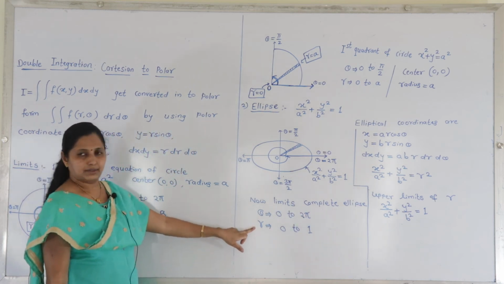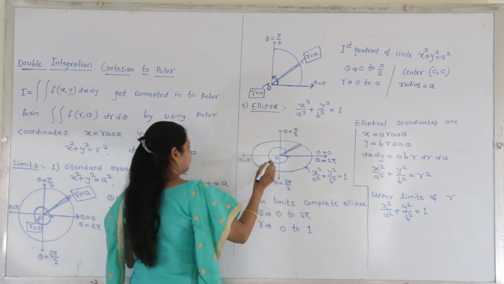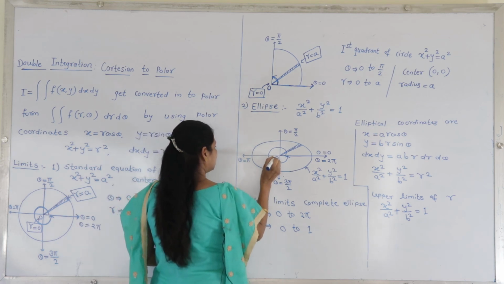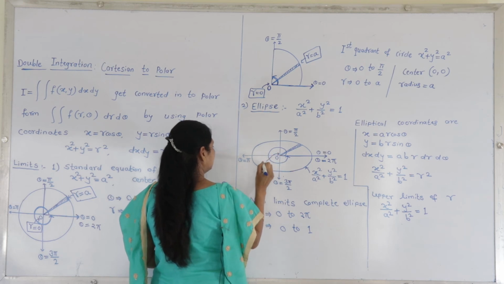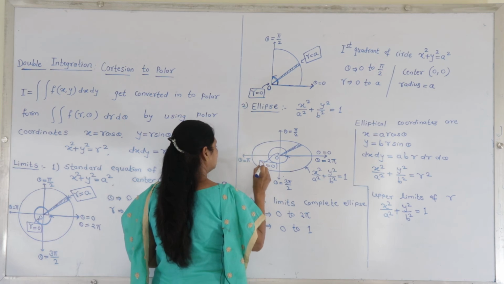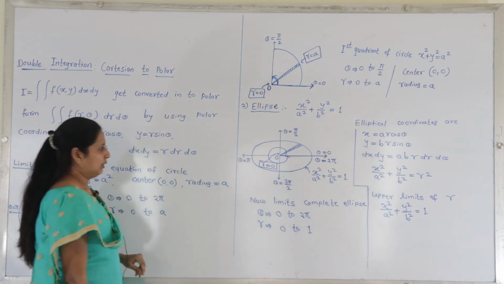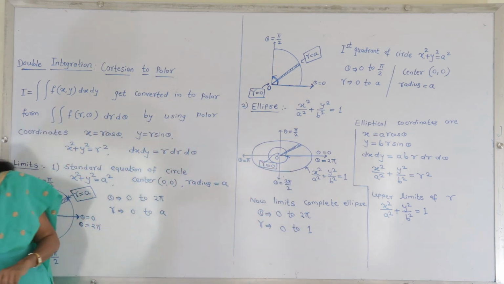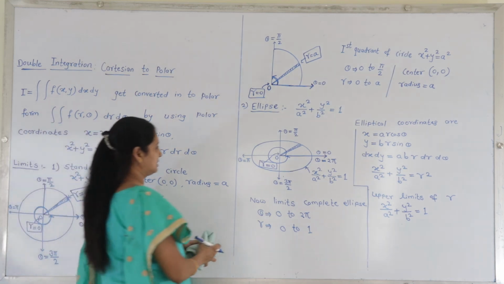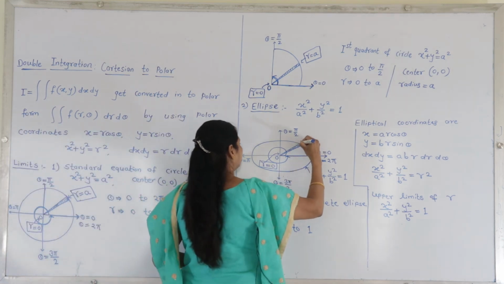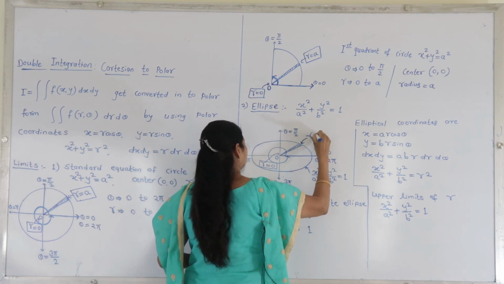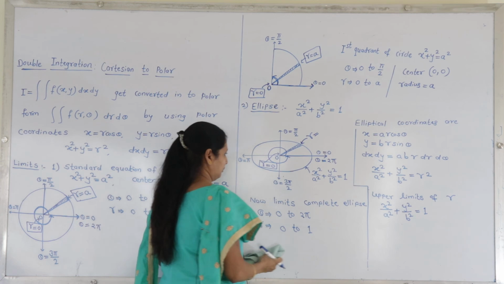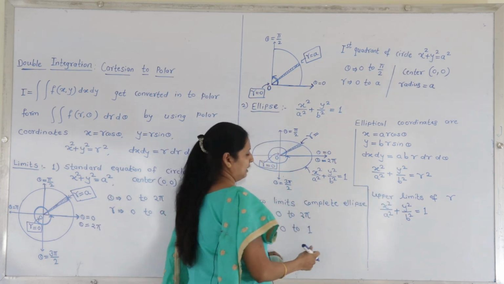Now limits of r. At the lower end of the strip, r is equal to 0. The lower end is r is equal to 0, at the origin. Now the upper end of the strip. Here, unlike a circle, it is not similar. At the upper end of the strip, what is the value of r? Now how do we find this r? This is for the upper limit of r.